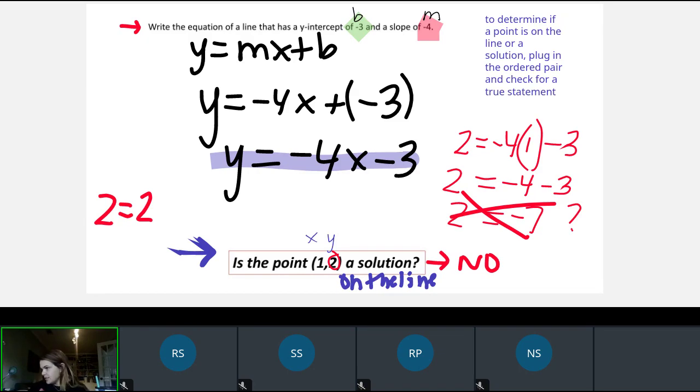Okay, we have 10 minutes left. The last thing I want to cover today is how to write the equation of a line if you are given a graph.